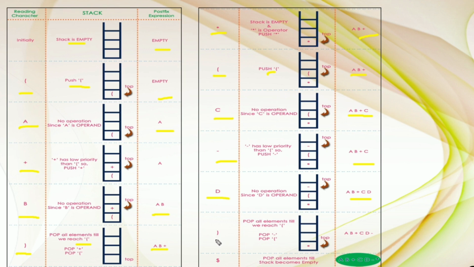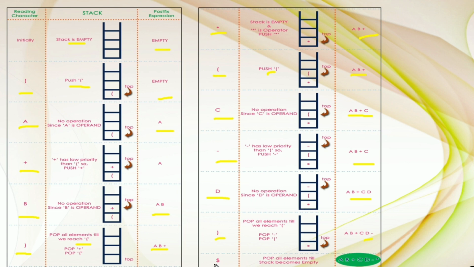Next reading character is right parenthesis. So pop all elements till we reach the left parenthesis. The popped element is the minus, which is written directly to the result, and the parenthesis is removed.